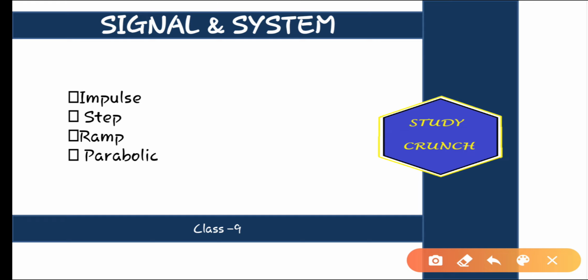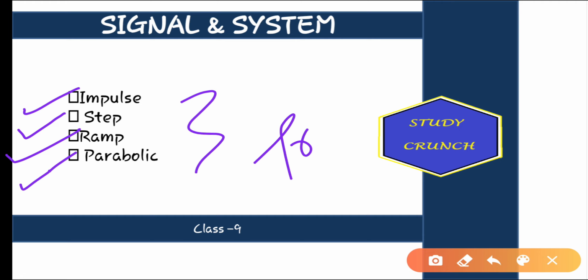Now in the series of signals and systems, we are on class 9 and we'll be starting off with different types of signals. There are different signals, that is impulse, ramp, parabolic, step signal, and then triangular. Now let's look at them one by one. We'll also be discussing the properties.